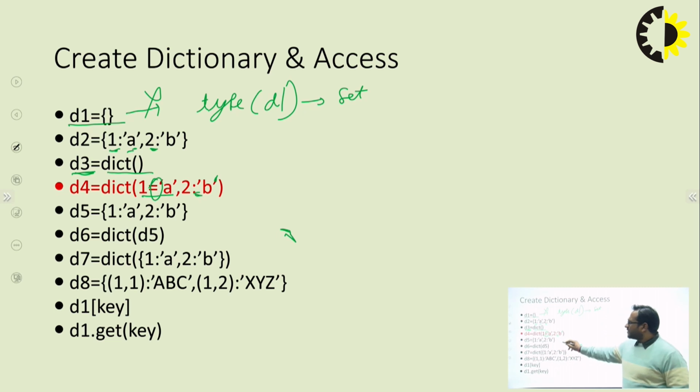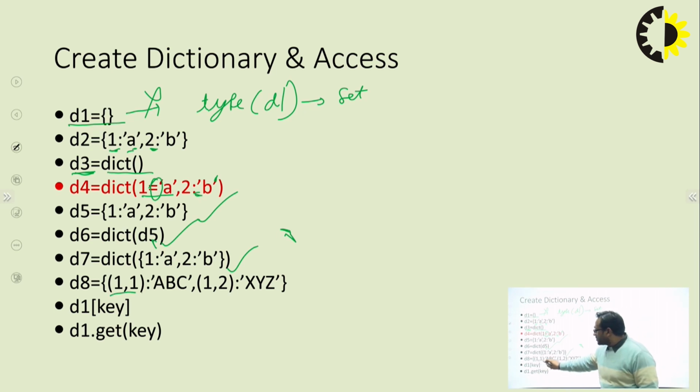Again, this is another example of how you can create a dictionary. You can pass any dictionary object here, D5. Okay, another dictionary. Another way you can create a dictionary is by using tuple options, with the key as a tuple. So 1 1, 1 2, these are tuples; you can see I am passing the key as a tuple.